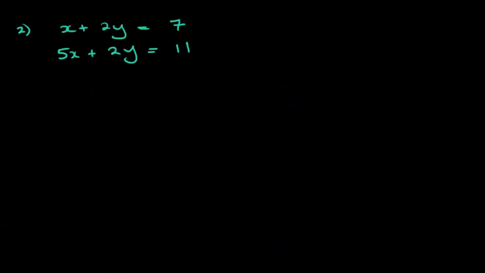So let's look at, I guess, quite a general question. x plus 2y equals 7, 5x plus 2y equals 11. Now the whole idea of elimination is eliminating one of the letters by either addition or subtraction. So let's have a look.